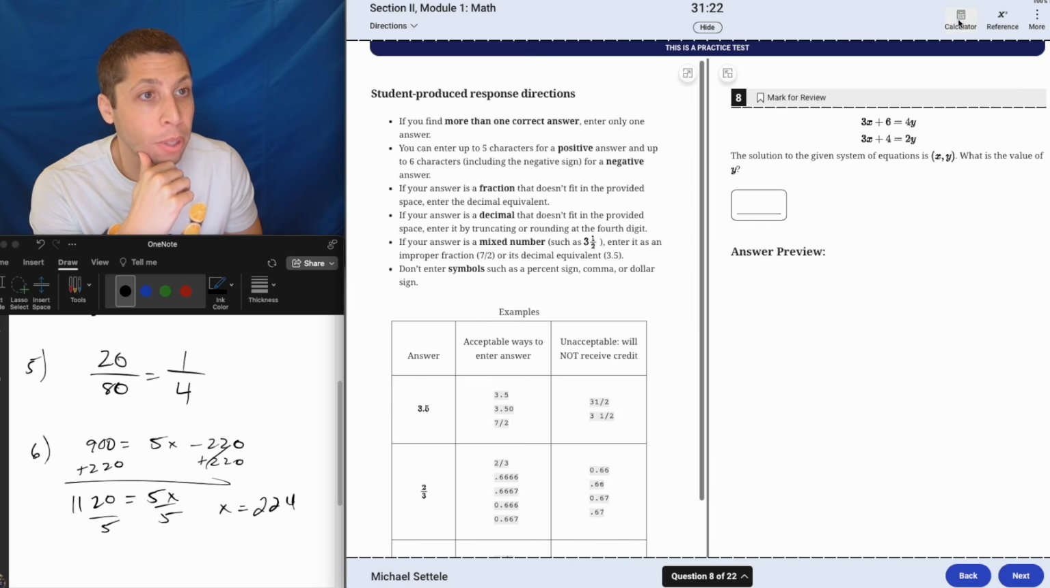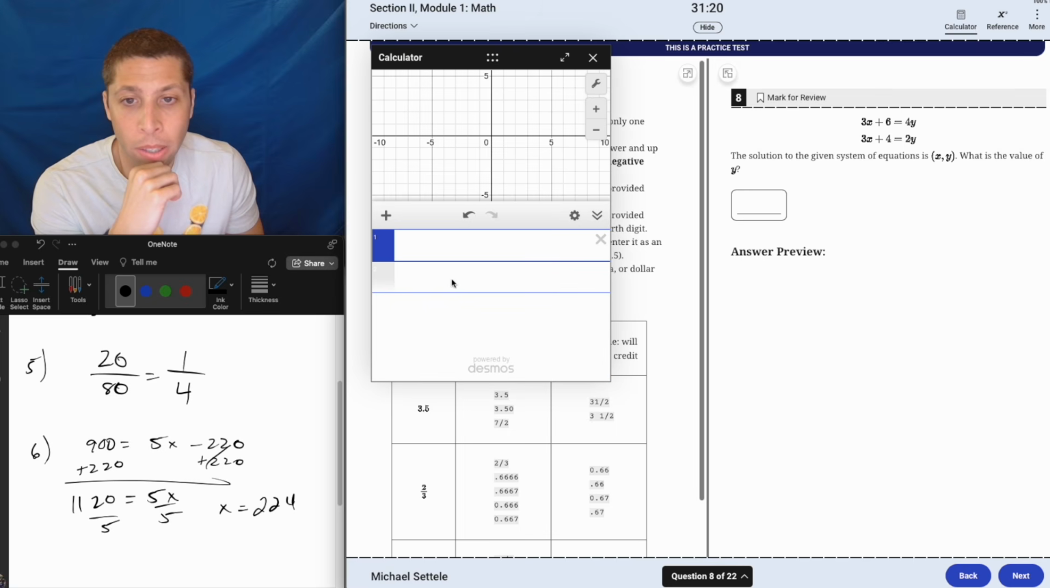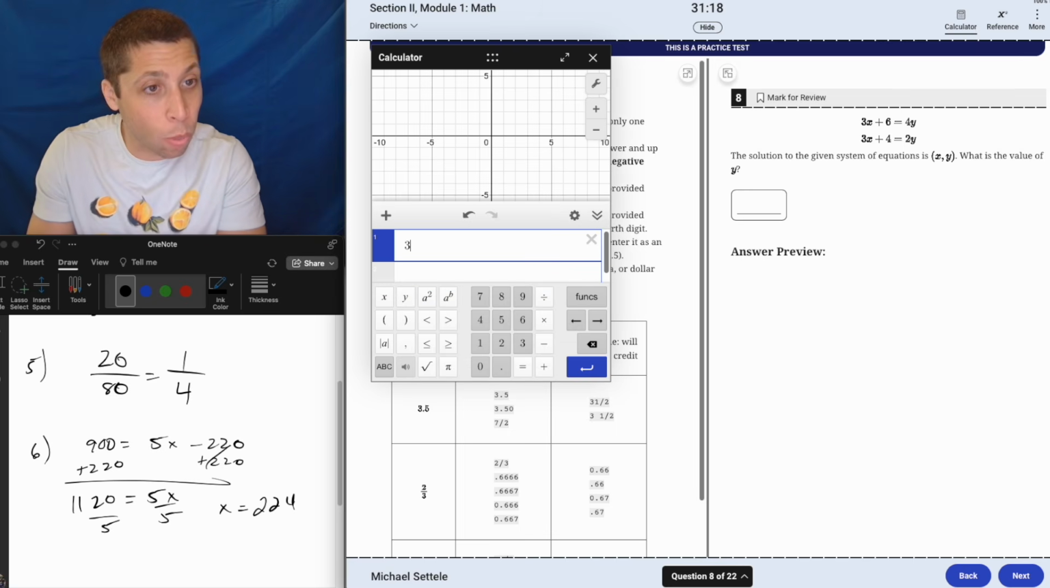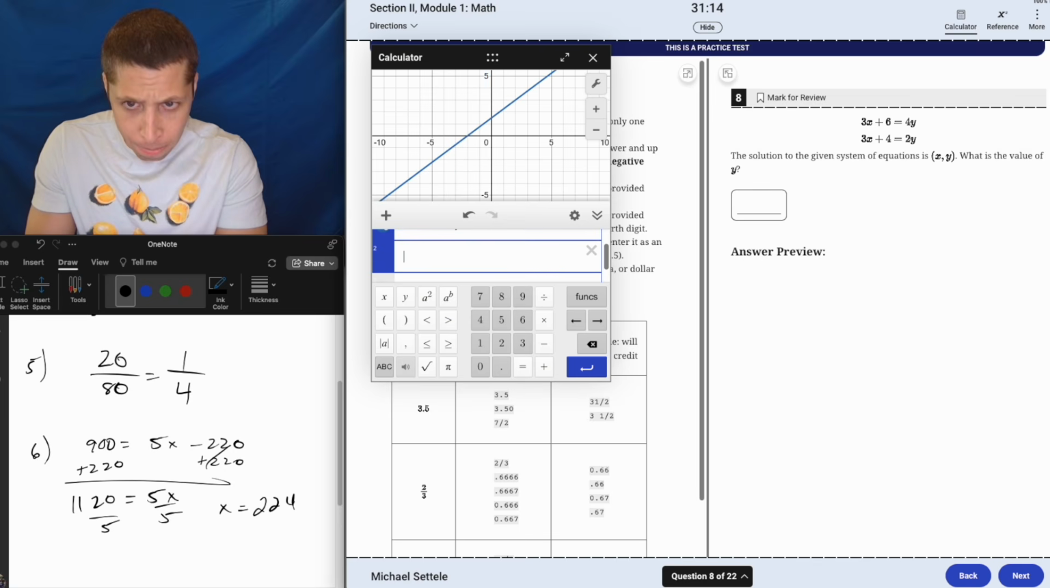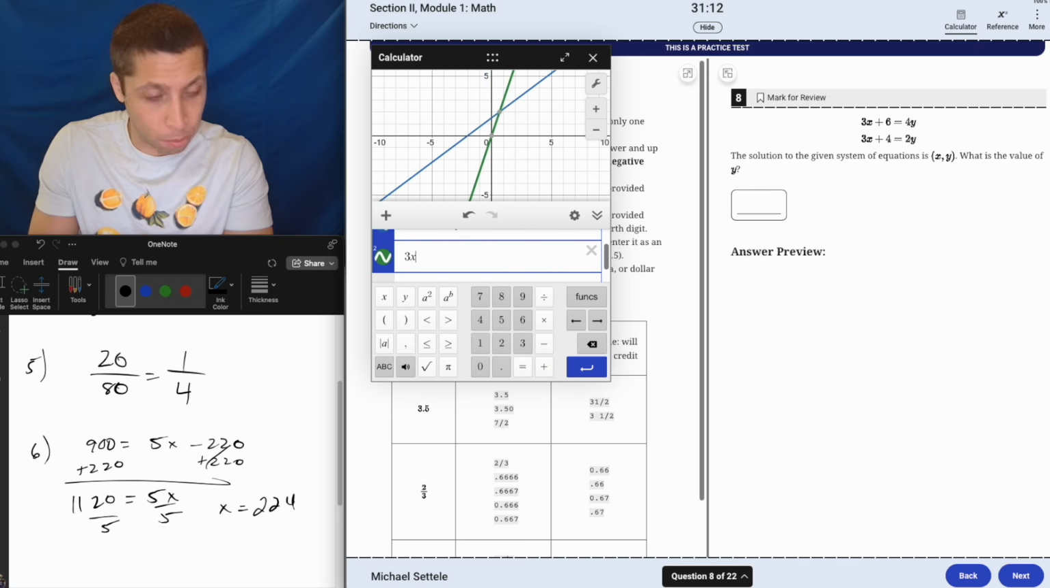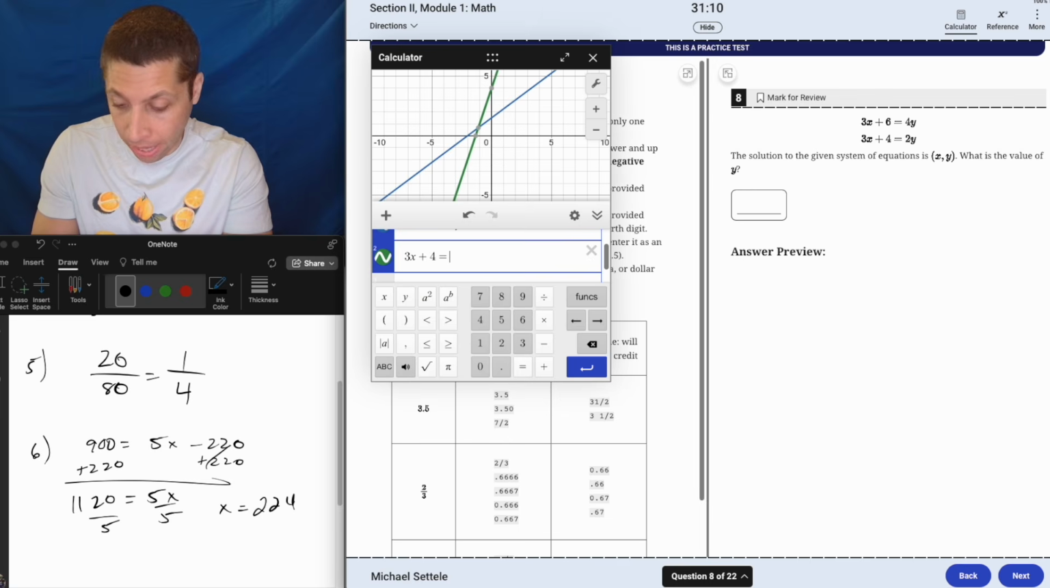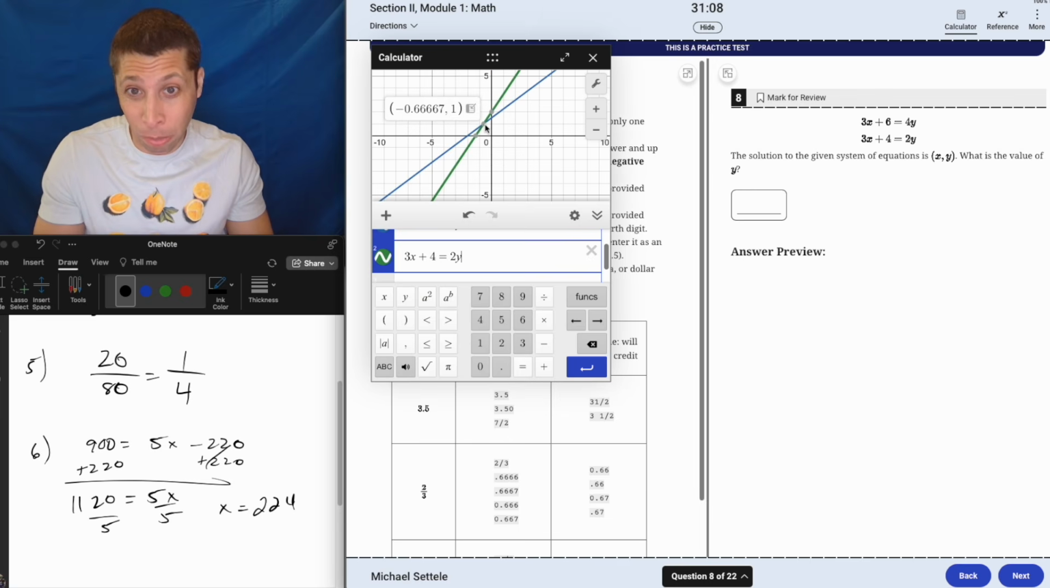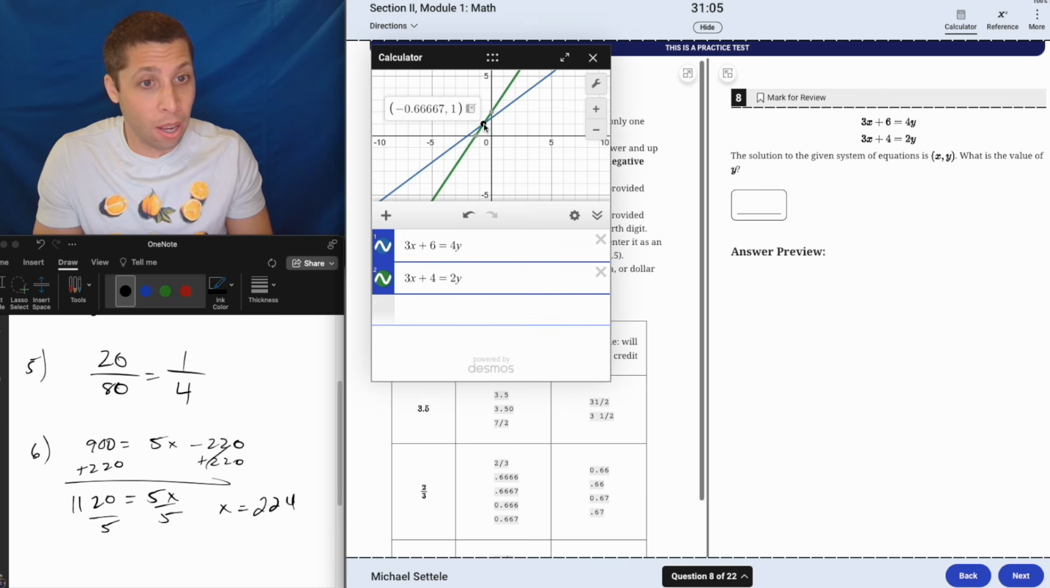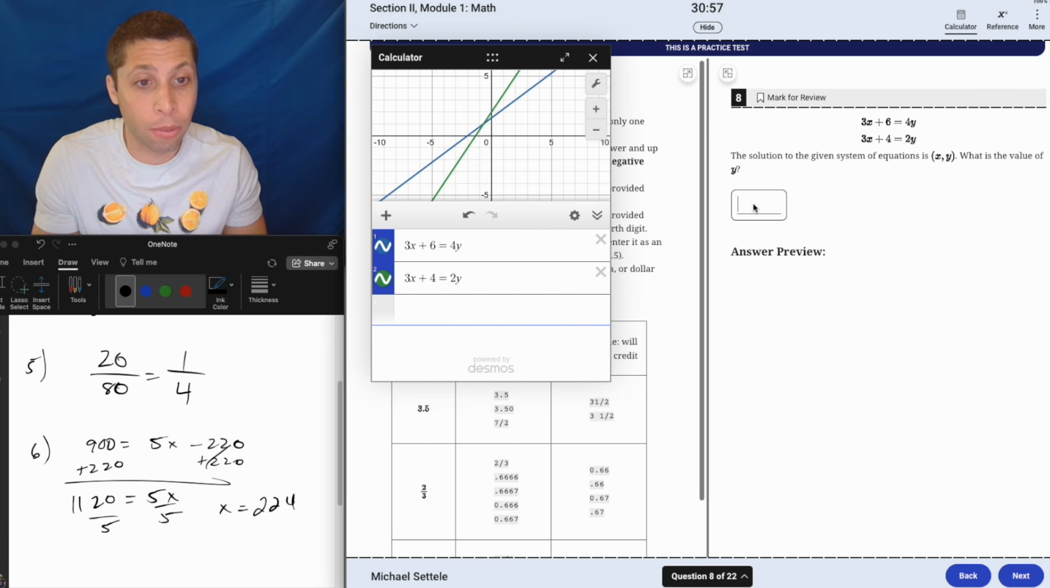Okay, so here, anytime I have a system of equations where there's both x's and y's in both equations, I'm just going to type it in Desmos because the algebra is even riskier than it was before, and it's just easier on the brain to just see it. What is the value of y? It's 1. Now just make sure you typed everything right. So 3x plus 6 equals 4y, 3x plus 4 equals 2y. Yeah, so 1 is the value of y. Done. Cool.